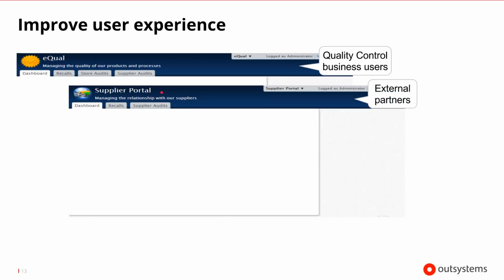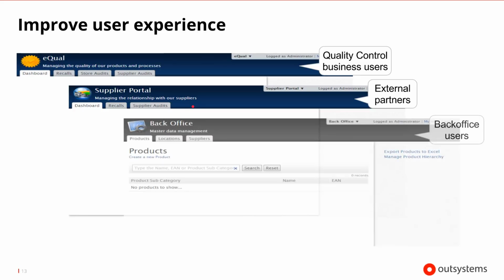The suppliers themselves will care about recalls and supplier audits, so they're our external partners, and they need access to 2 of the different processes that we're looking at. And we'll have internal business users. So they may want to be able to check the information about the stores, their locations, what products and what suppliers are there. So we need some sort of back office capability.